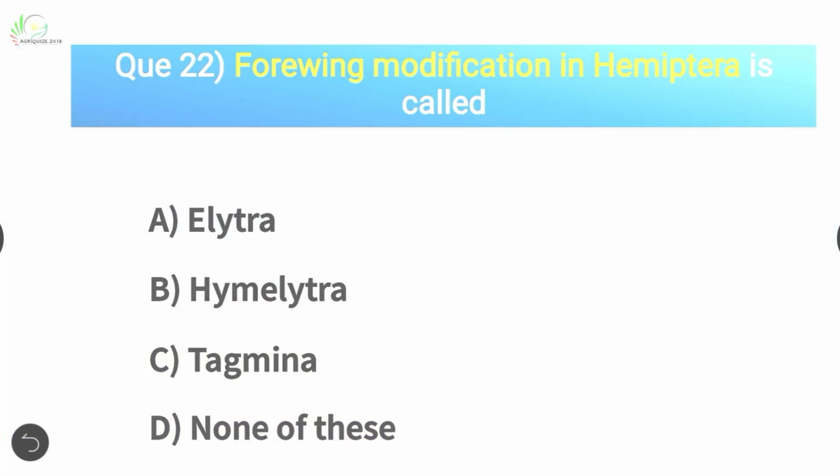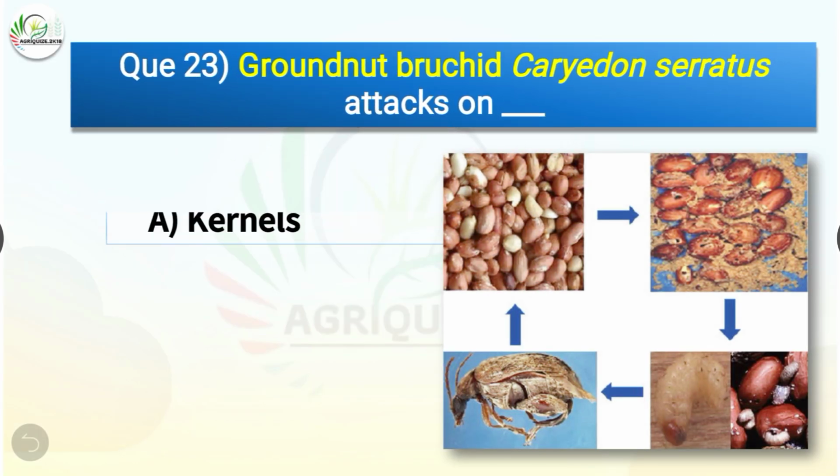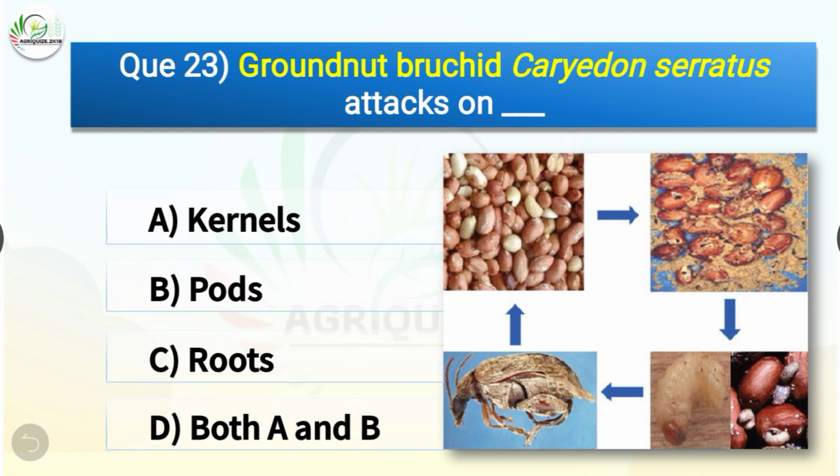Question number 23. Groundnut bruchid Caryedon serratus attacks on dash. The options are kernels, pods, roots or both A and B. The correct answer is option D, both A and B, which is kernels and pods. So groundnut bruchid Caryedon serratus attacks kernels and pods.